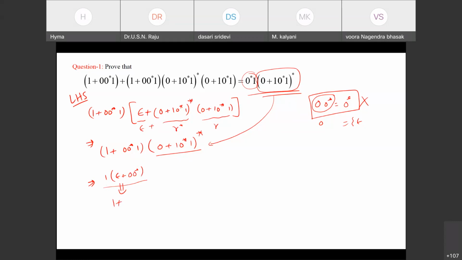We have to take common on the right side. Very good. You must take it on the right side only. 1. Okay, good. That is the thing that you need to observe. That's it. After that, nothing. 1 0 1 whole star. Then how do you write this? This is 0 plus epsilon plus r star. That is nothing but r star. r star, 0 star 1 followed by 0 plus 1 0 star 1 whole star. RHS.